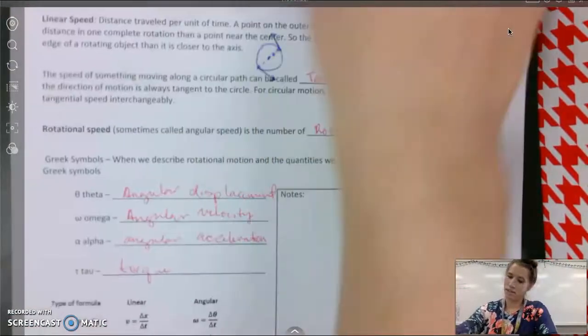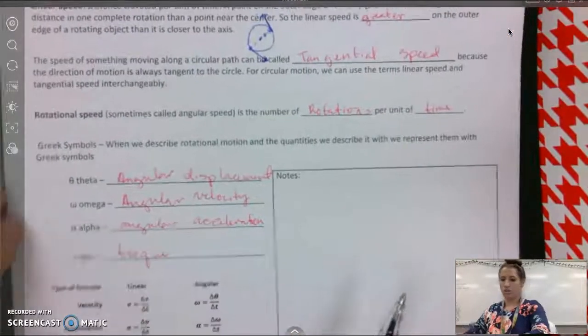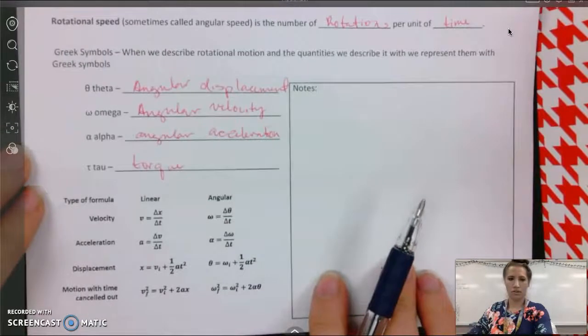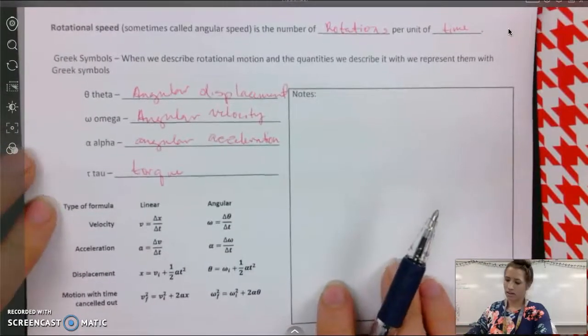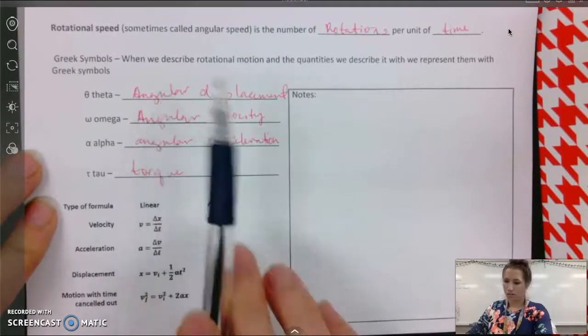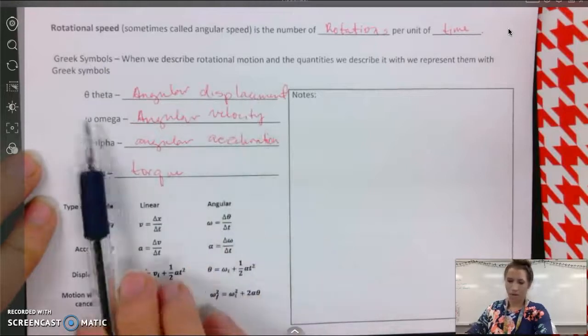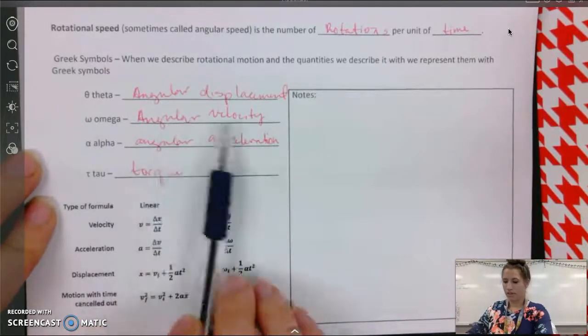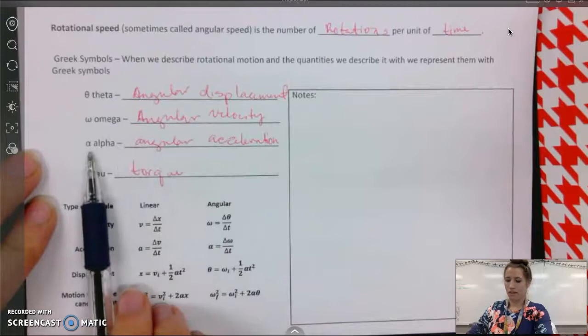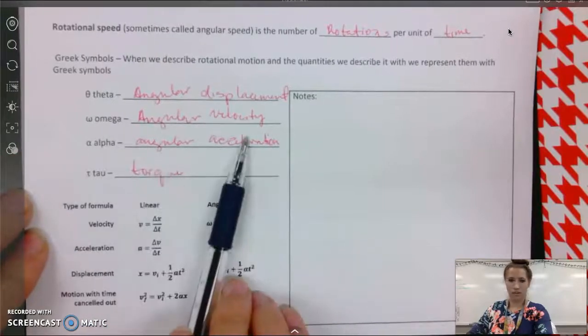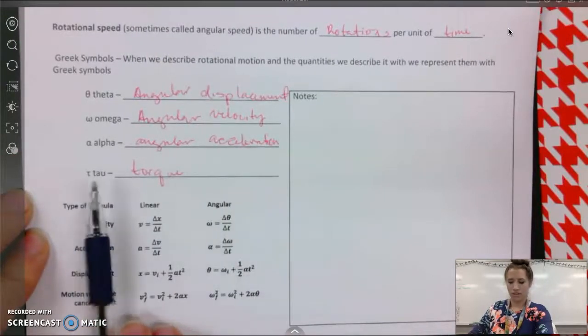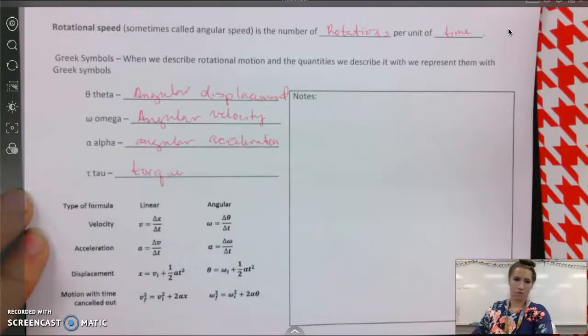All right, we have a couple of symbols that we see a lot, so I want to take a moment to talk through those. Theta is our angular displacement. Omega is our angular velocity. Alpha is our angular acceleration. And then the Greek letter tau is our torque.